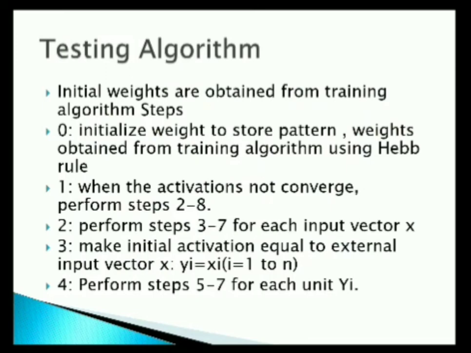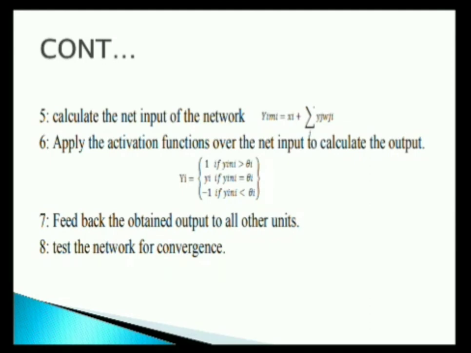The first step is to activate the network and check for convergence, performing steps 2 to 8. The second step is to perform steps 3 to 7 for each input vector. The third is to make the initial activation equal to the external input vector. The fourth step is to perform steps 5 to 7 for each unit. The fifth is to calculate the net input of the network, and the next step is to apply the activation function over the net input to calculate the output. The seventh is to feed back the obtained output to all other units. And the last step is to test the network for convergence.